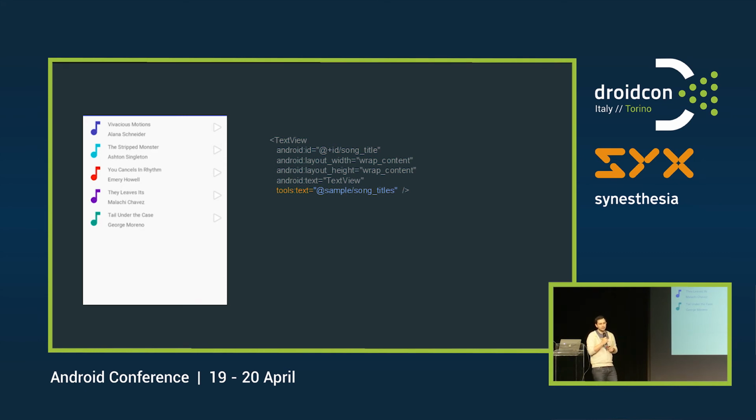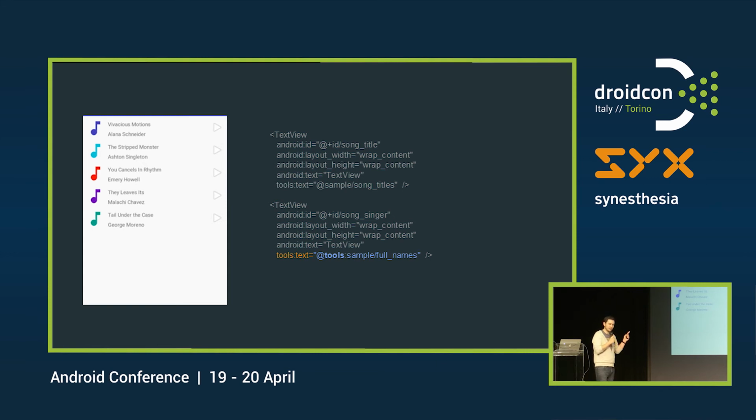And now at the bottom, I'm going to do something similar but slightly different. So you probably noticed that it's not add sample anymore. It's add tools sample. So there is a number of predefined data sources that we provide in Android Studio that you can actually use. So in many cases, you actually don't need to create your own files. So in this case, we are using the full names. So for every item, Android Studio will pick up a new full name. So that's how it will look.